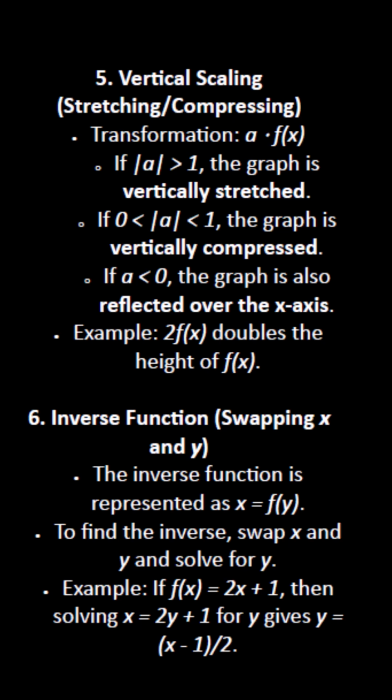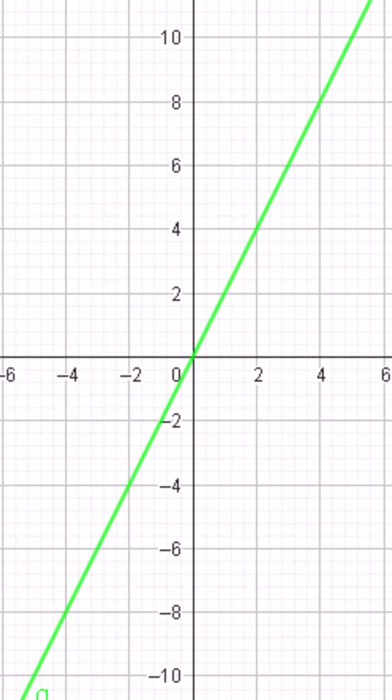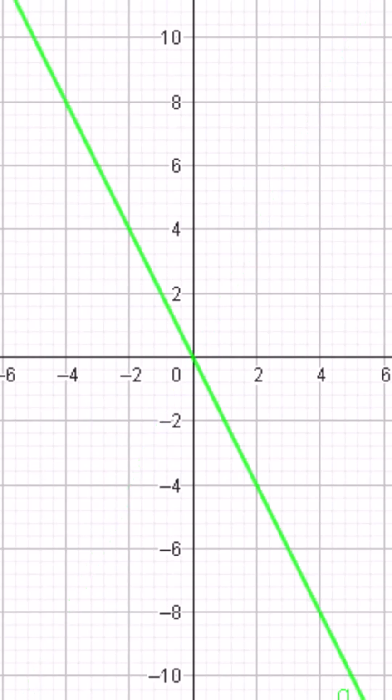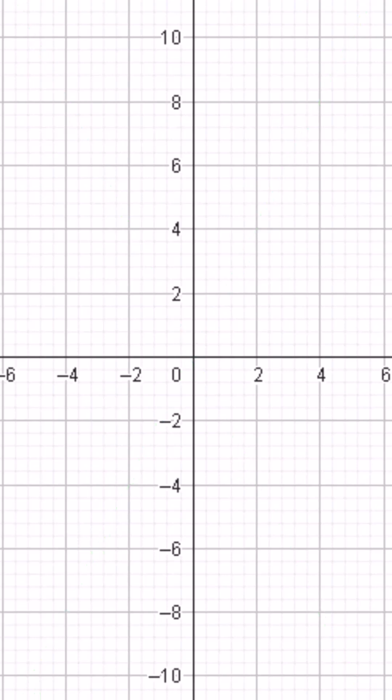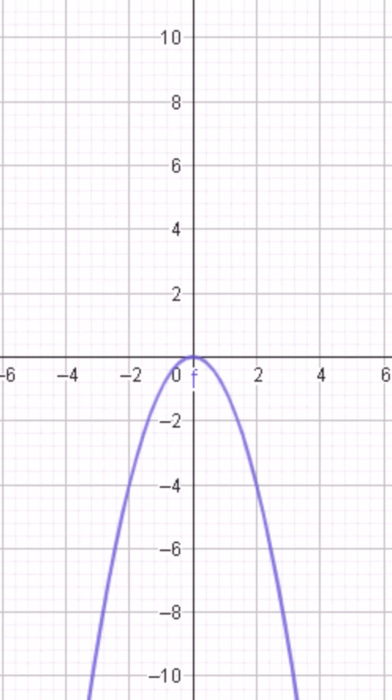If our initial function takes an input x and produces an output y, y equals f of x, the inverse function ideally takes y as the input and returns the original x. Mathematically, we represent this as x equals f of y. And to find the equation of the inverse function, we swap x and y in the original equation and then solve for y. So in the example where f of x equals 2x plus 1, we swap x and y to get x equals 2y plus 1, and then solving for y gives us y equals (x minus 1) over 2, which is the inverse function.